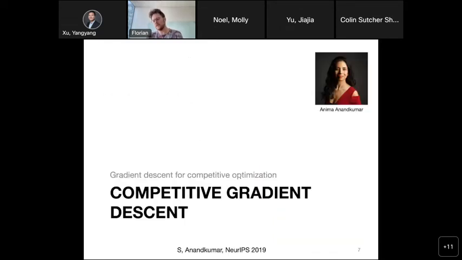And now the first work I want to talk about is the development of a natural generalization of gradient descent to these comparative optimization algorithms. And this was joint work with Anima and Kumar.